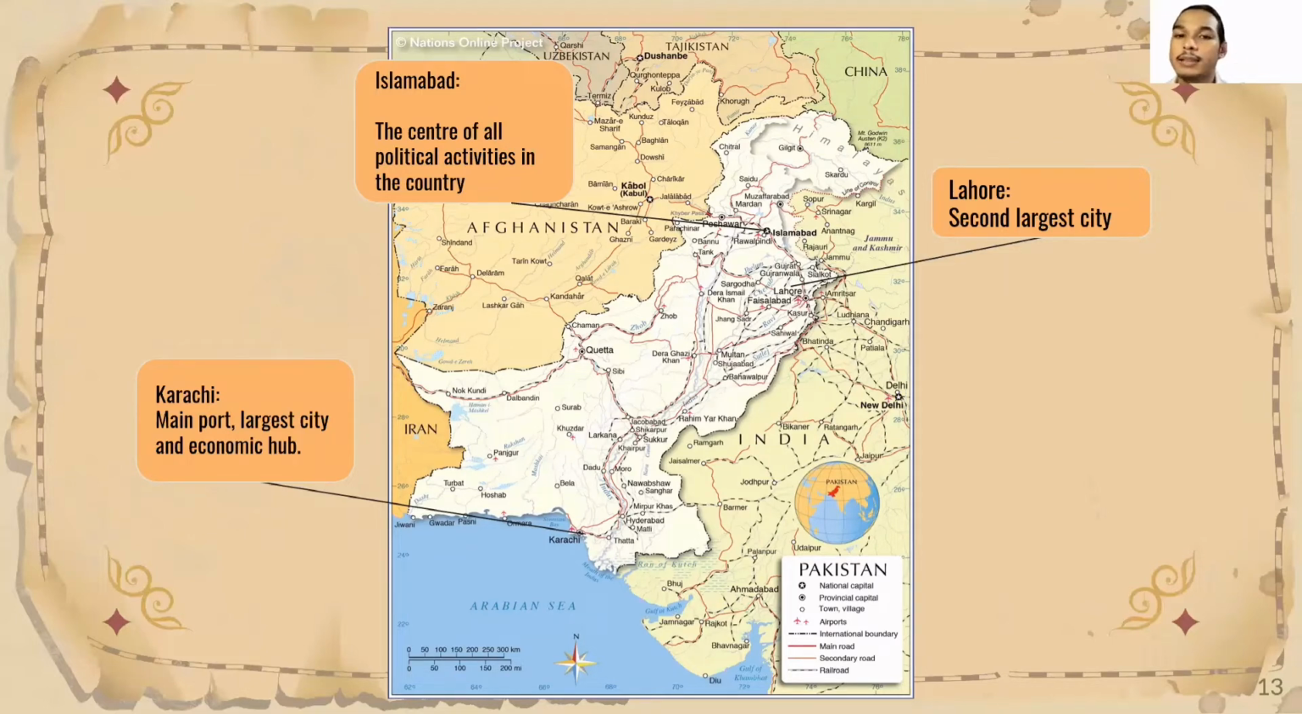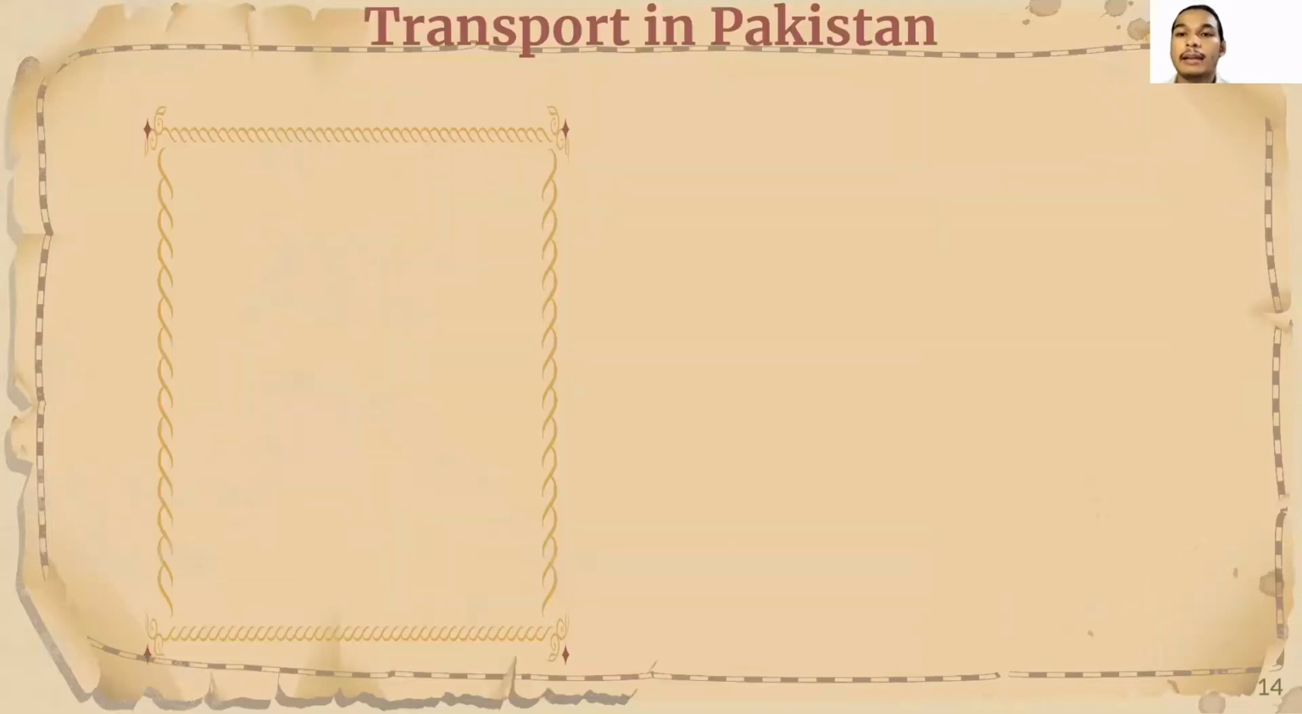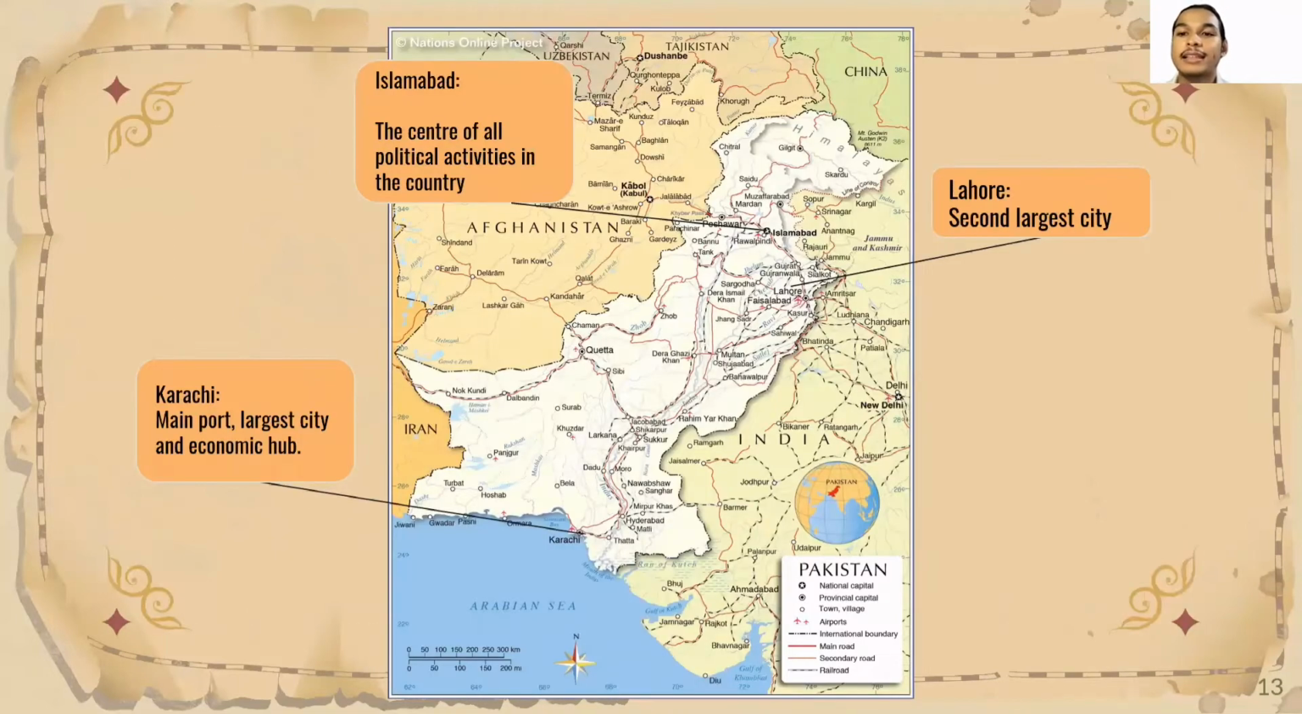The main port, largest city, and economic hub is Karachi. Karachi was the capital of Pakistan from 1947 to 1959 before being replaced by Rawalpindi and later by Islamabad. The second city is Lahore. According to the Nation's Online Project 2021, other major Pakistani cities are Faisalabad, Rawalpindi, Multan, and so on. Next slide, please.